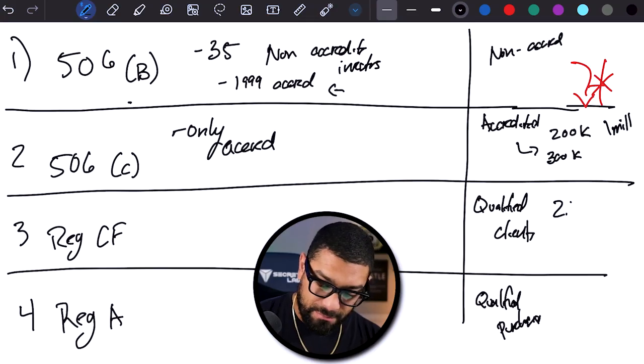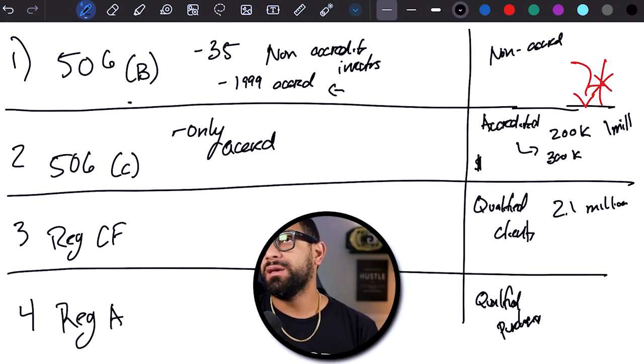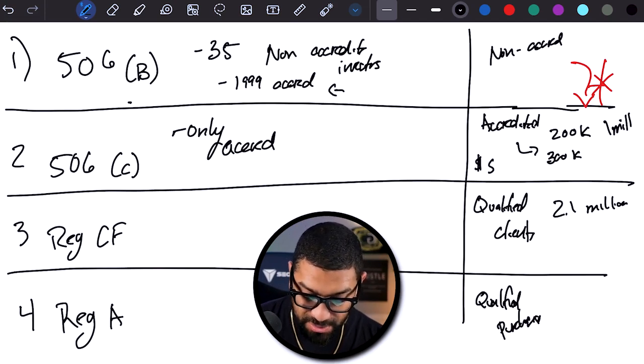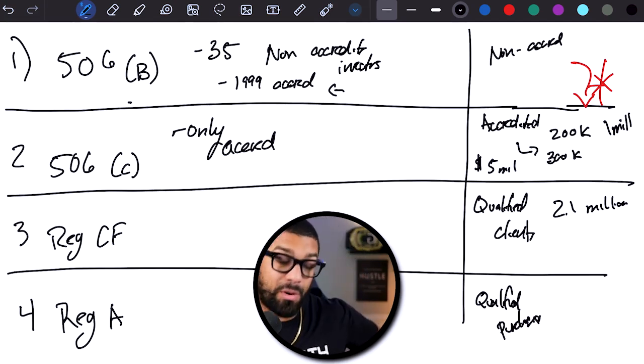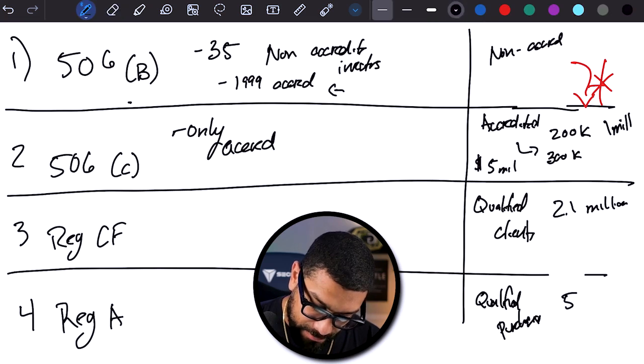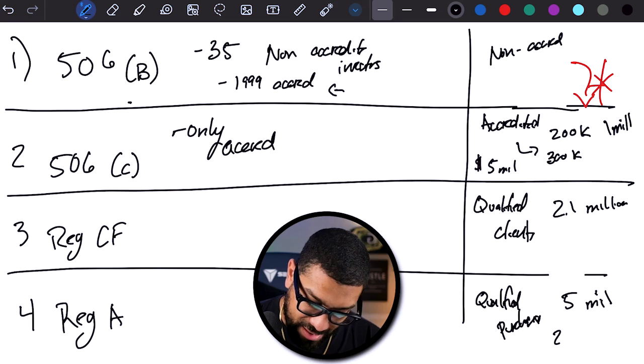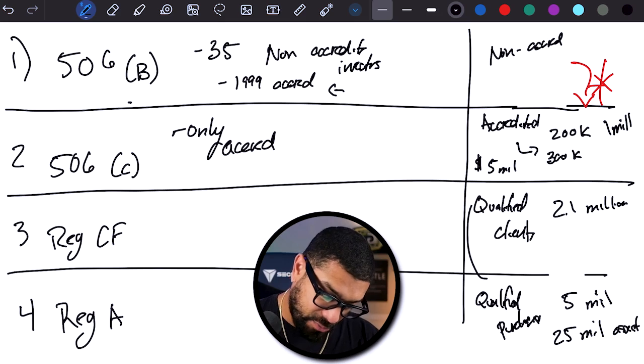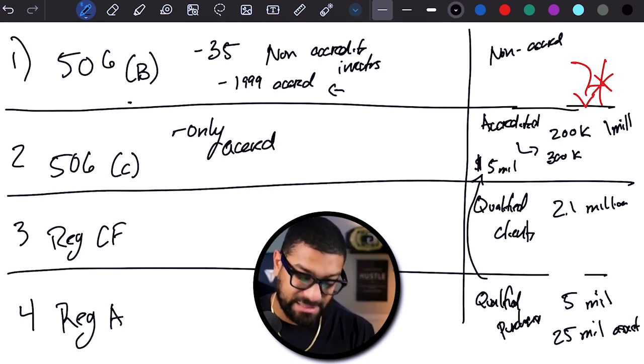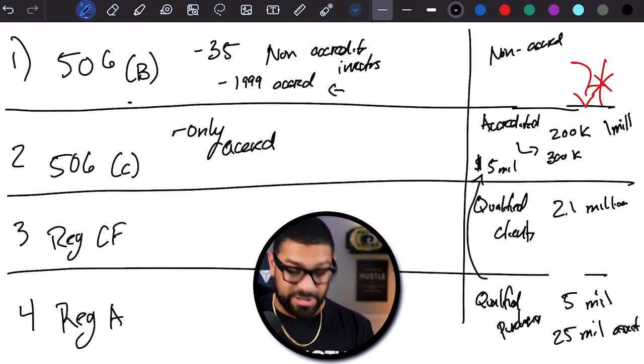Then a qualified client is somebody that has a $2.1 million net worth, excluding their primary residence. If you're an accredited investor and you own a company and it has over a $5 million valuation, then you can actually qualify as an accredited investor. A qualified purchaser is somebody who has a net worth of $5 million, or they have a business or an entity with 25 million in assets. And then also an accredited investor has an entity that has $5 million in assets. So that will also qualify them as an accredited investor, which is really interesting. So that's what the qualifications for these investor types are in these investments.